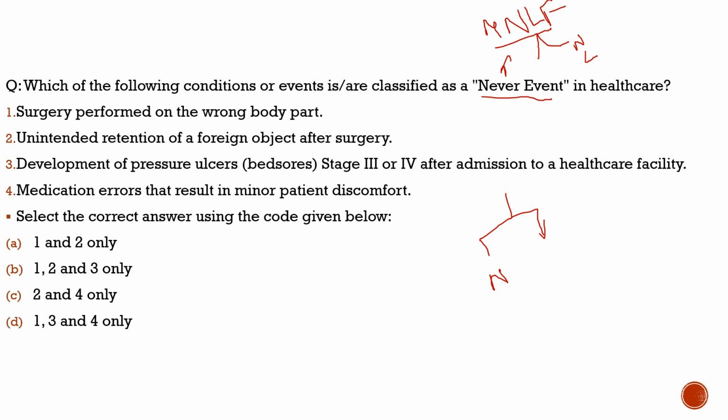So let's try to understand what these never events are. These are unacceptable failures in implementing patient safety protocols. For example, certain breaches which happen in healthcare due to human errors. Sometimes a doctor is operating on the patient, and he forgets something, something artificial, in the body of the patient. So there are various negligences which can happen.